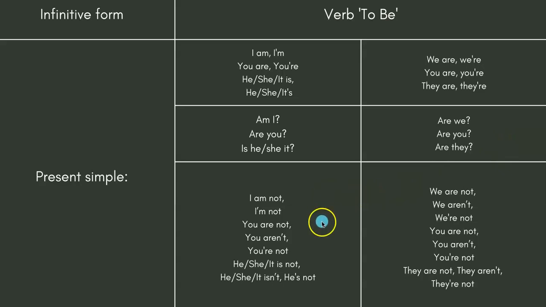The negative form would be, I am not. I'm not. You are not, you aren't. He is not, she is not, it is not. He isn't, she isn't, it isn't. He's not.